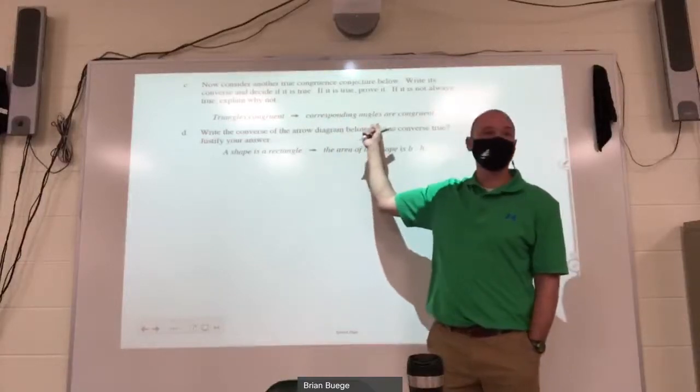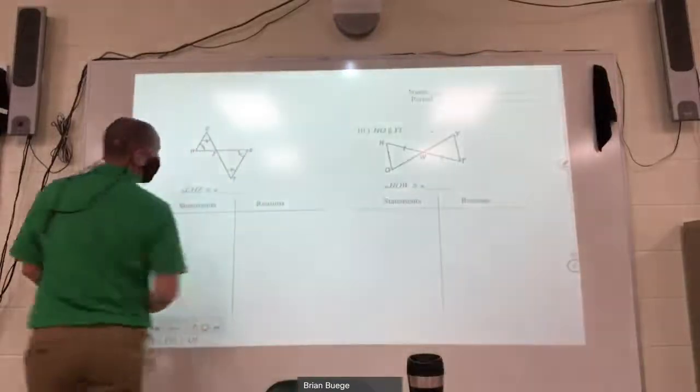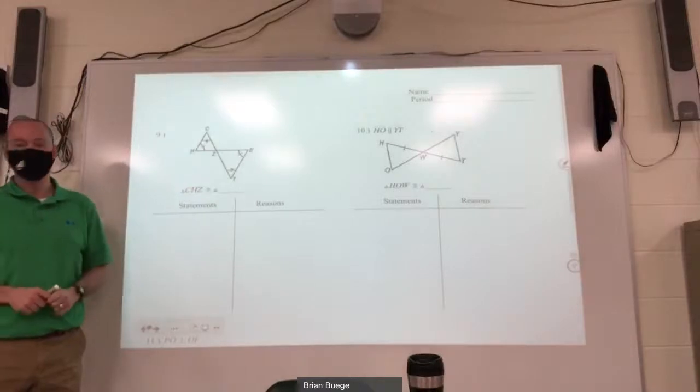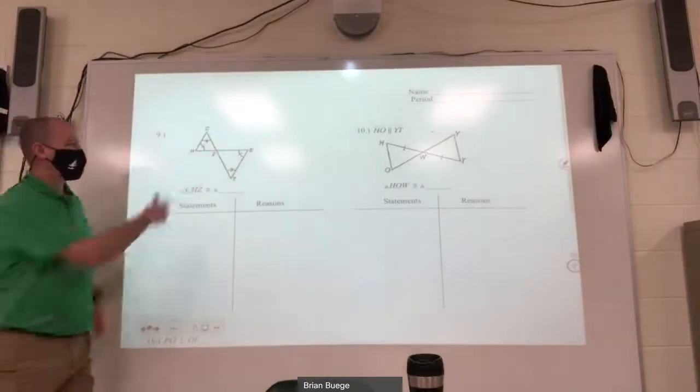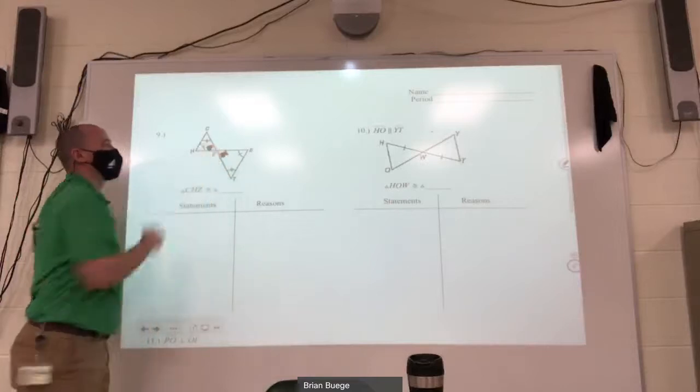If all you know is you've got congruent angles, matter of fact, let me go back for a second. Right here. Here's an example of it right here on number 9 of your worksheet. There's 1, there's 2, and then you've got a third set of congruent angles right here. Those are vertical.